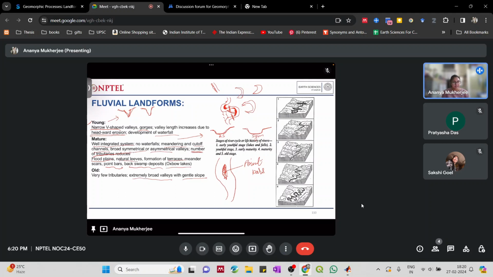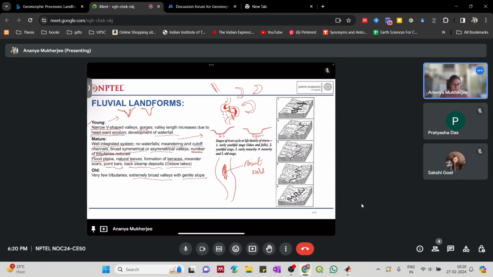Otherwise, it is very difficult for the river at its older stage to erode a very highly resistant substrate, or form newer valleys or erosional landforms at the old stage.